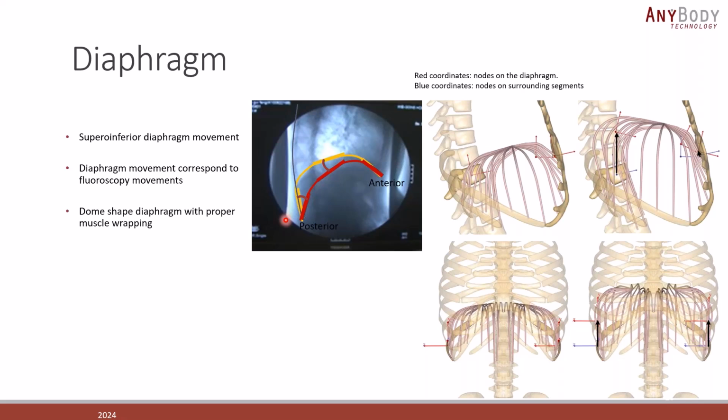And then another thing is that we have a very nice dome-shaped diaphragm with proper muscle wrapping, which gives us an evenly distributed force on the diaphragm muscles, which is very nice because it will distribute the forces to the ribs. You can see, for example, it has 3 insertions on rib 10, and then to rib 11 and rib 12, and also the sternum. So it will transfer the forces to all of this lower rib cage.